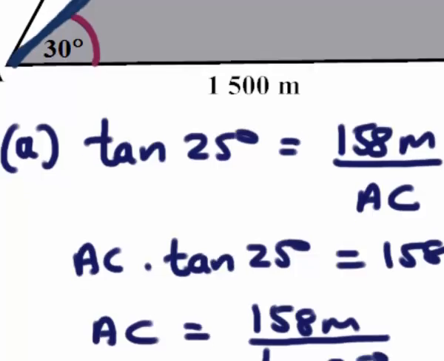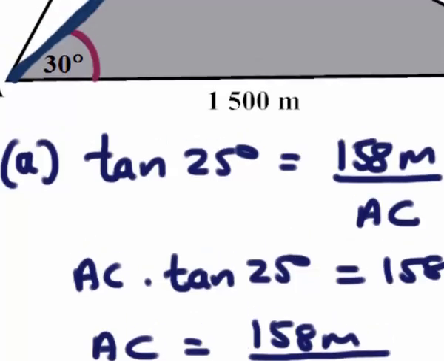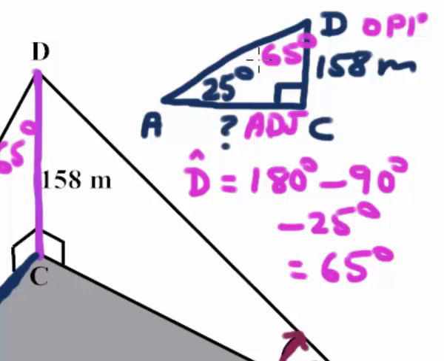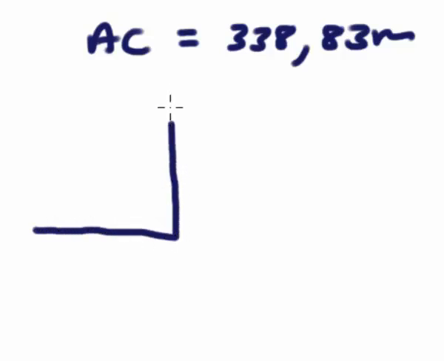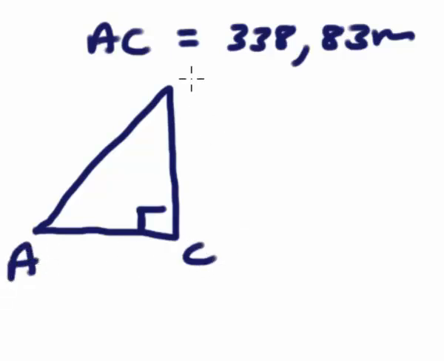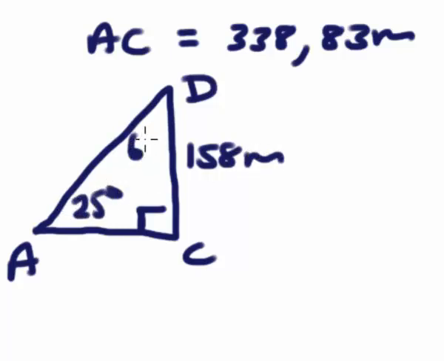But there is another way that you could do this quite easily, and that would be the sine rule, because look, you've got a whole lot of angles and a side. So how could we do that? Well, if you think about it, we've got this little triangle here. Let's just redraw it quickly. There you've got the 90 degrees. That's angle ACD. This is 158 meters. This is going to be 25. That is 65 there. And you want the length of AC.